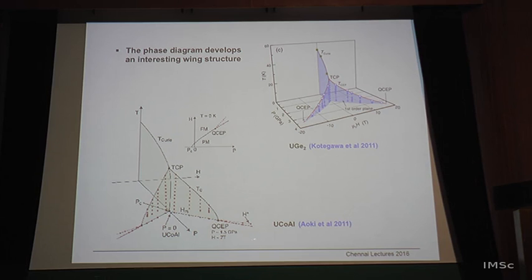And here is the tricritical point. So as we go below this temperature via pressure, the transition becomes first order. And if one now turns on a magnetic field, then what happens is that the phase diagram develops this interesting wing structure. So out of the tricritical point come lines of second order transitions that delineate surfaces of first order transitions. So here, this light blue surface is, of course, the first order transition from a spin polarized paramagnet to a spin polarized paramagnet this way.